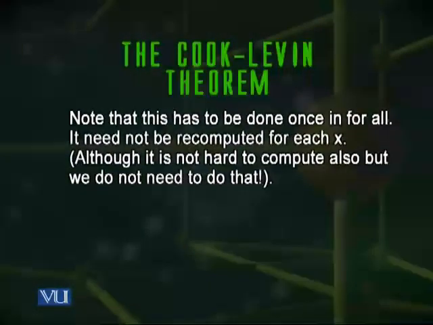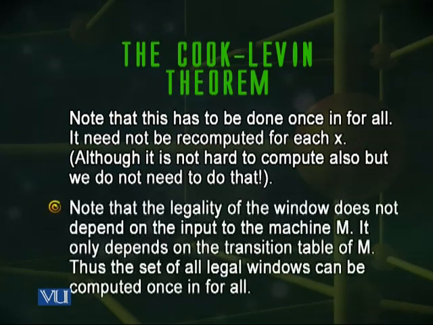So I can compute the set of all possible legal windows. Note that this has to be done only once for a given machine. It need not be computed when the input X is given to the machine. So the legal windows do not depend on the input to the machine, they only depend on the transition table of the machine. Thus, we can compute the set of all legal windows once and for all.